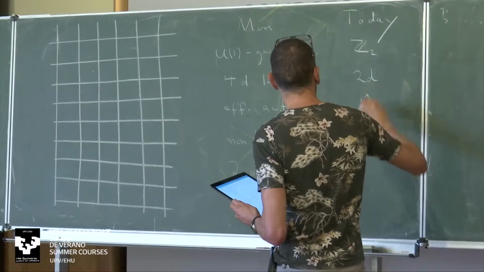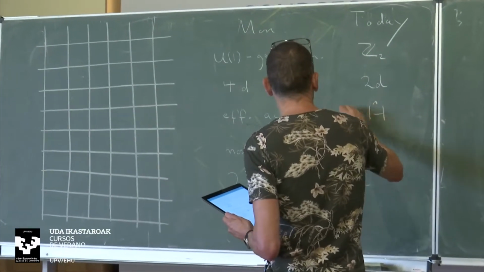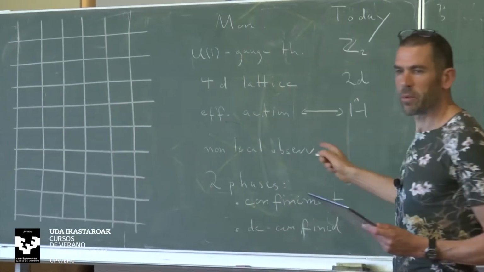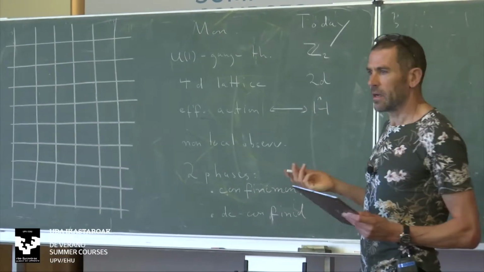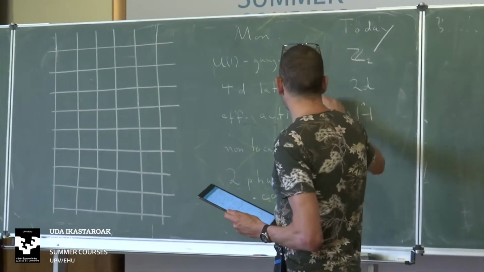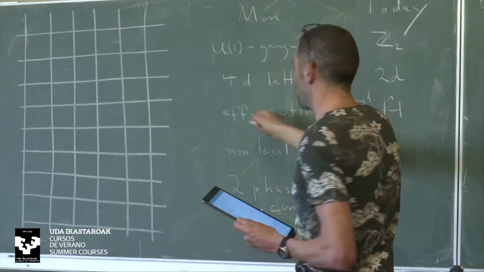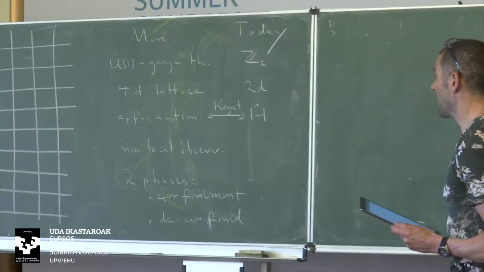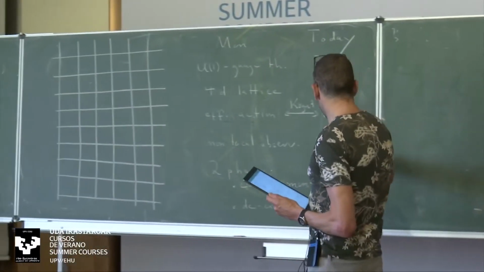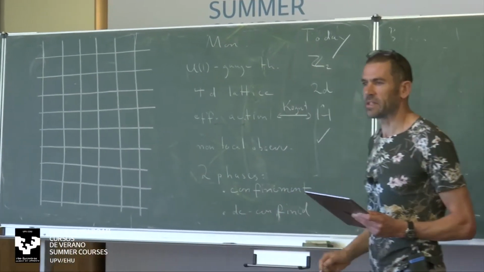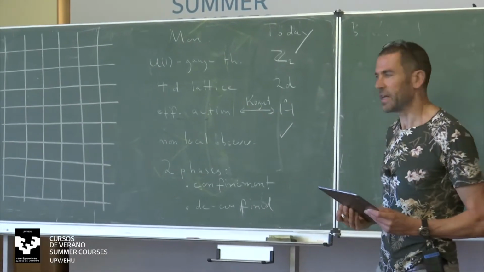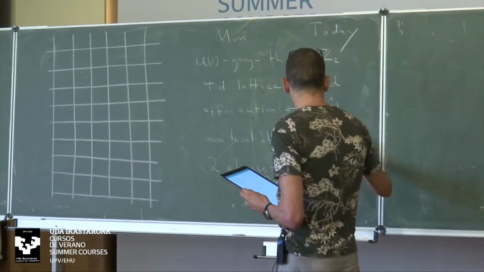I will give you a Hamiltonian of the system. And this is essentially a change of language. You find this passage worked out nicely in Kogut. So you can decide to work with Hamiltonian or effective action. Again, we will have to look for non-local observables. They will be our friends to study. And again, we will have two phases.